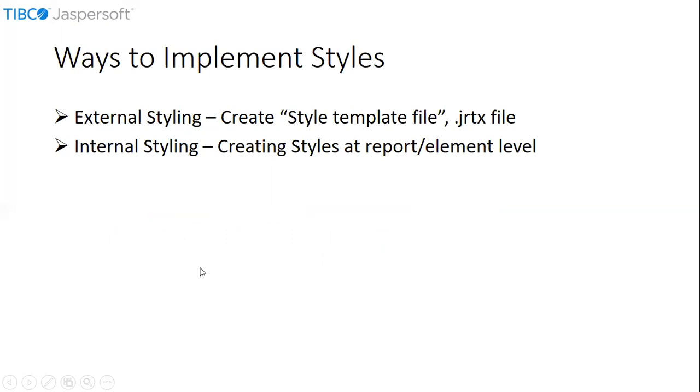Now, let us take a look at the ways we can implement styles for a report. For a Jasper report, we can implement styles in two ways: external styling and internal styling. External styling is the way of creating a JRTX file and applying it on the desired elements of the report to have the style. In internal styling, we create the styles at report or element level.